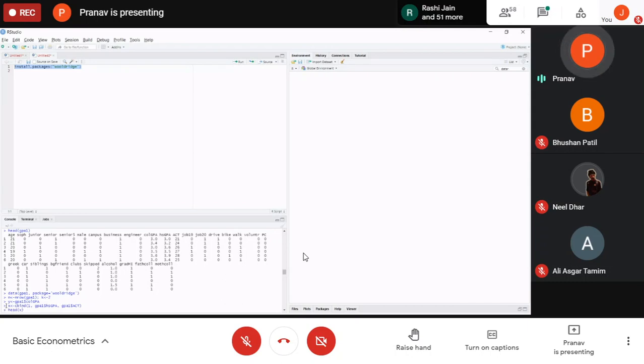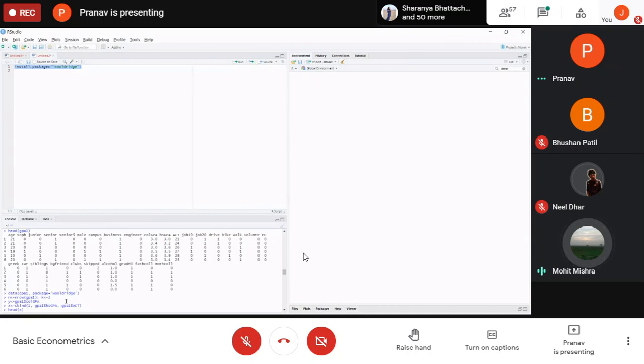So I have defined my data matrix X as cbind. The first column vector consists of ones. The second column I want is the high school GPA from the data set GPA1, which is why I've written GPA1 dollar sign HSGPA. And then the third column that I need is the achievement test score from the data set GPA1, so GPA1 dollar sign ACT.